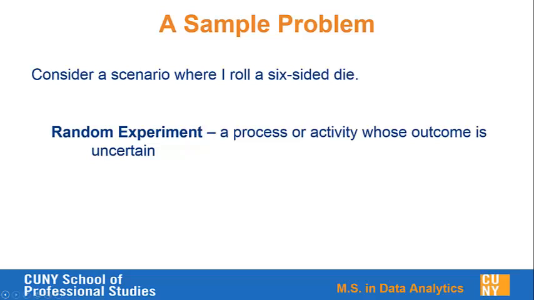We'll consider this a random experiment, and by random experiment what we mean is any process or activity whose outcome is uncertain, at least to the experimenter. So it might even be that there's a deterministic outcome, but if the experimenter doesn't know what that outcome will be, if there's that element of uncertainty, we'll consider that a random experiment. And that's what probability is all about. It's random experiments and what we can say about them. So let's continue with our example.